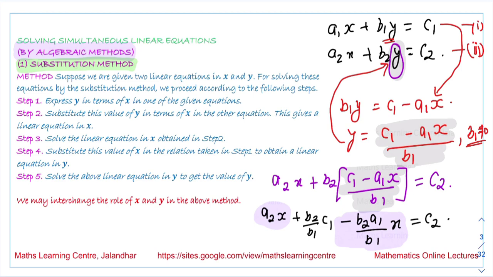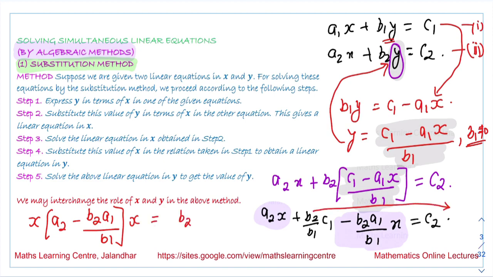We take x common from these two terms and we are left with (a2 minus b2 a1 over b1) x, that is equal to, shifting this term to this side, c2 minus b2 c1 over b1. If we take the LCM on this side, we get (a2 b1 minus b2 a1) over b1. If we take the LCM on the other side, it is (c2 b1 minus b2 c1) over b1.